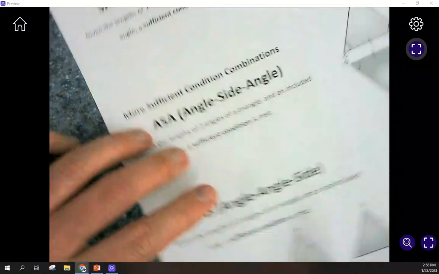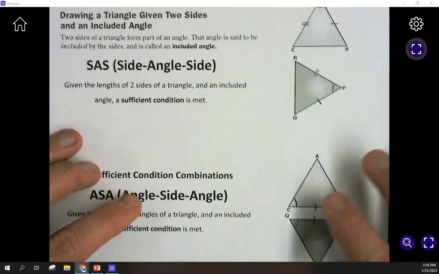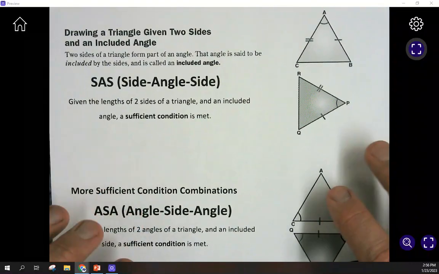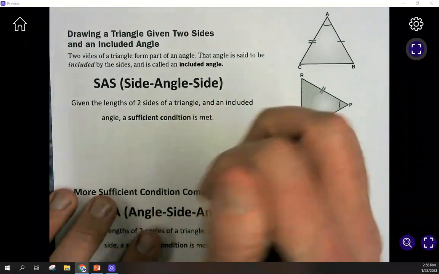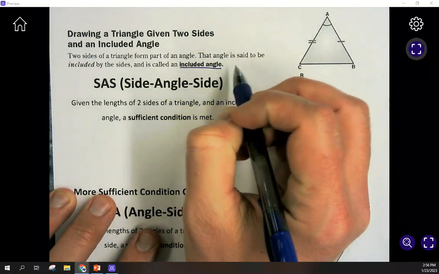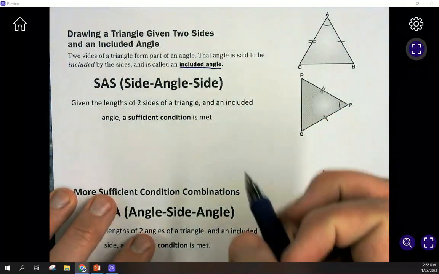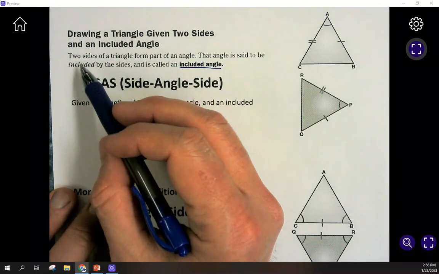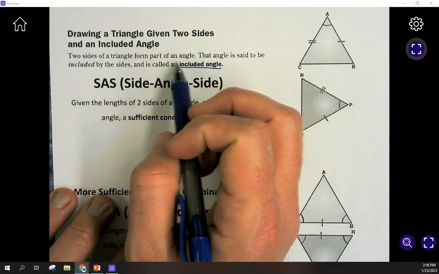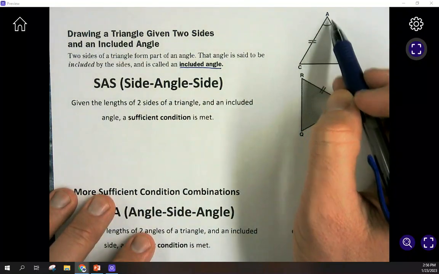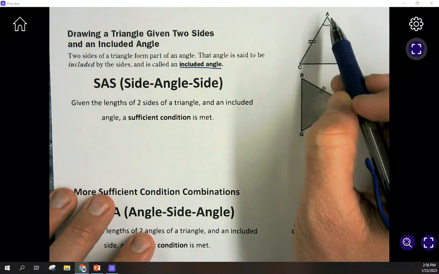Okay, a couple more cases on the back. These are all ones that do work. Okay, so first of all, we need to know what this word included means. So included angles, we'll also talk about included sides. So two sides of a triangle form part of an angle, right? We've got these two sides right here. Where they meet is the angle.